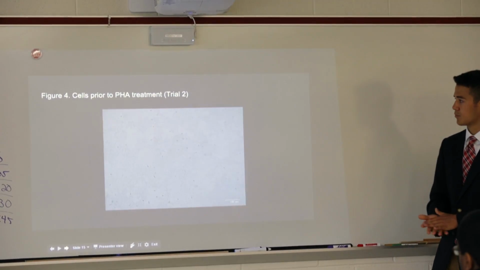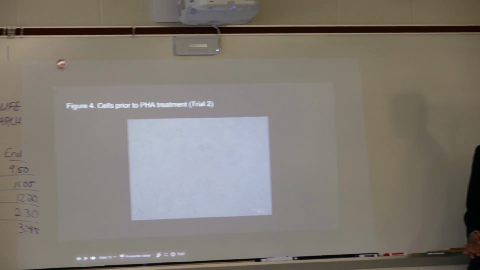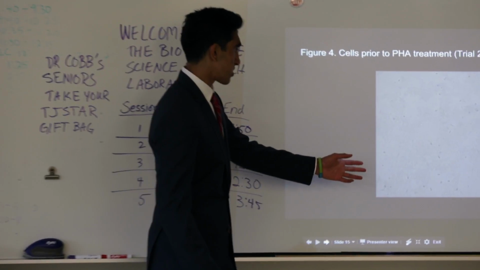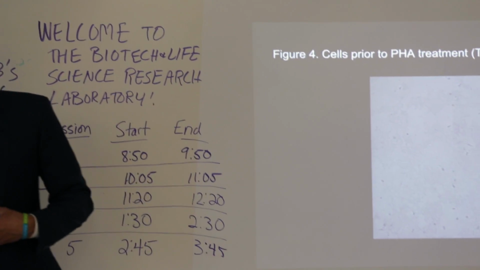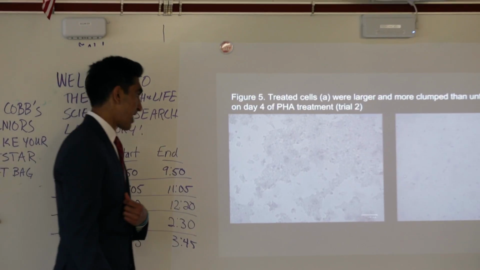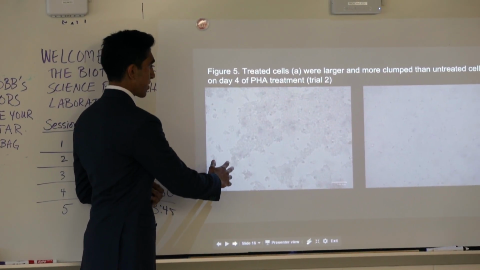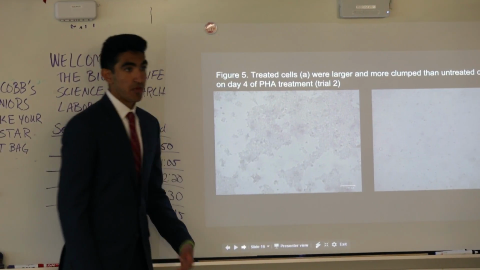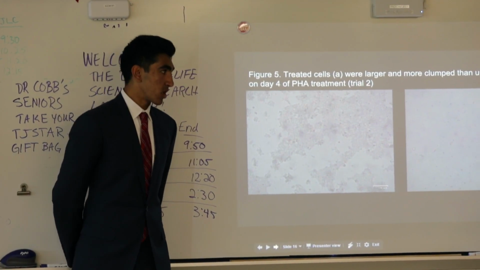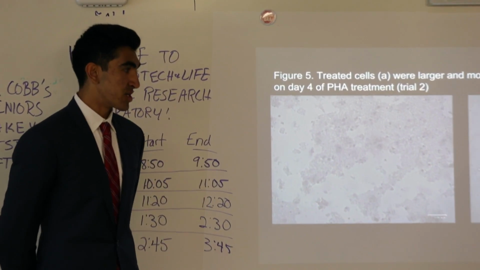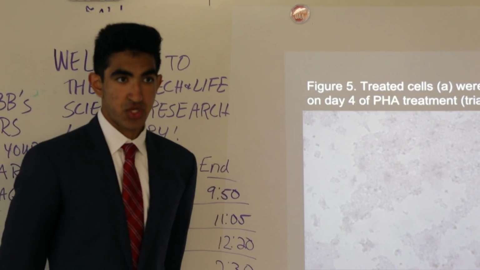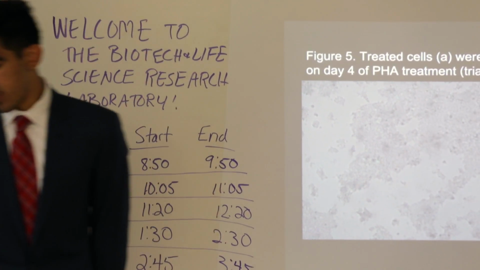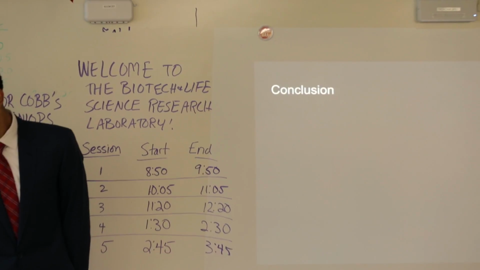Yeah. So we're running a second trial right now. Again, these are the cells before we add the PHA. And then after adding the PHA, again, you can see the cells appear to be larger and more compact compared to the cells without PHA. So currently we're in the process of adding the RH2 and then measuring the fluorescence. So that's just our second trial running.